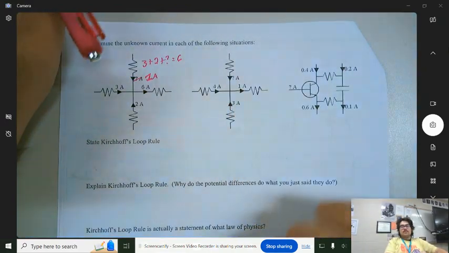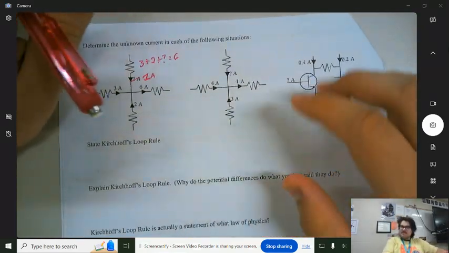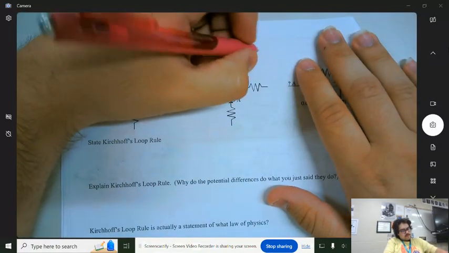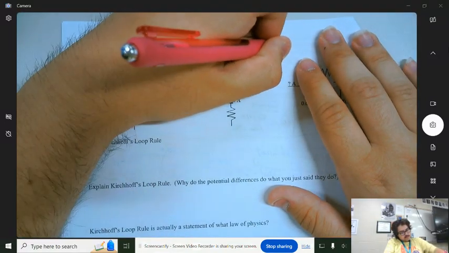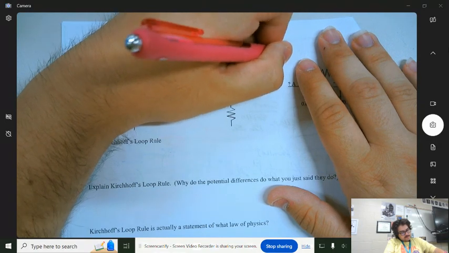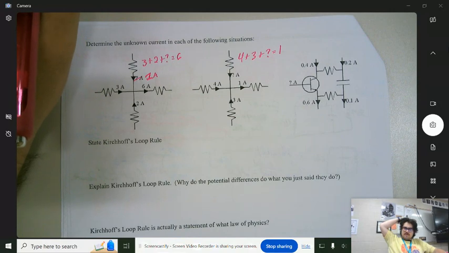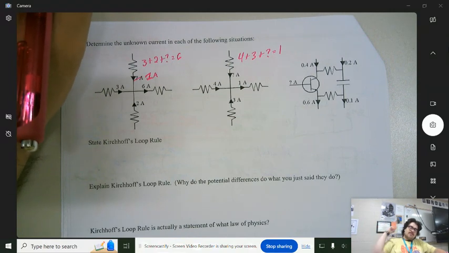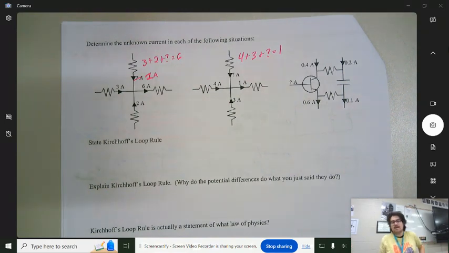What about the second one? We've got 4 and 3 entering, then an unknown amount entering, and then 1 leaving. Oh, wait a minute, that's kind of weird. So this would be 4 plus 3 plus question mark equals 1. That doesn't make sense, so we'd have to use a negative number. And you can do that. You can have a negative current. A current is typically negative if it's flowing in the opposite direction.